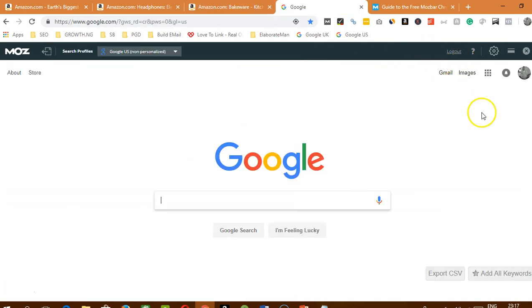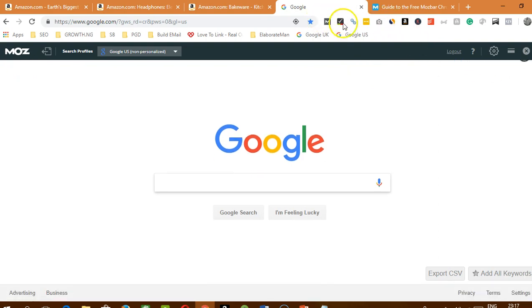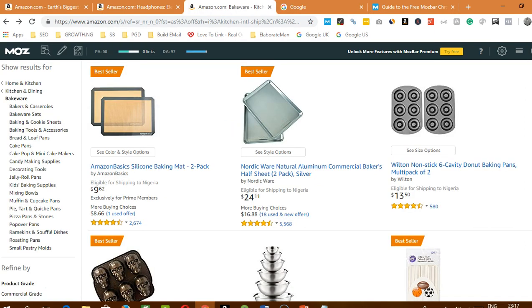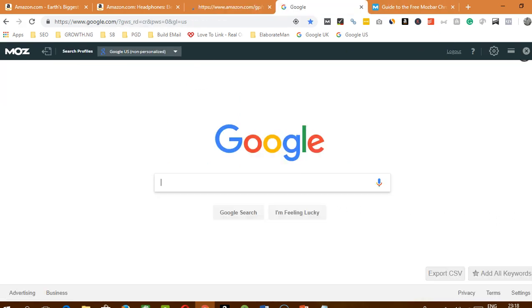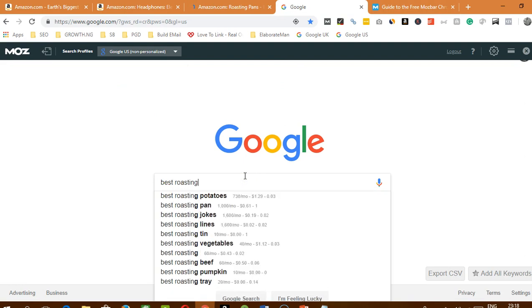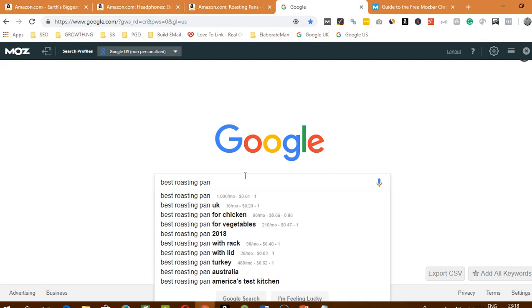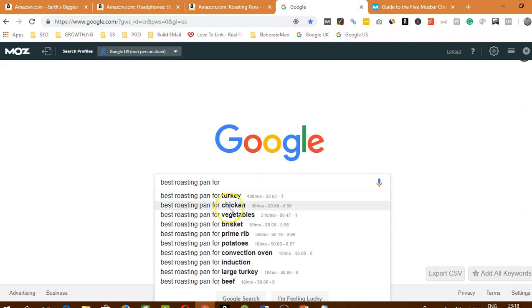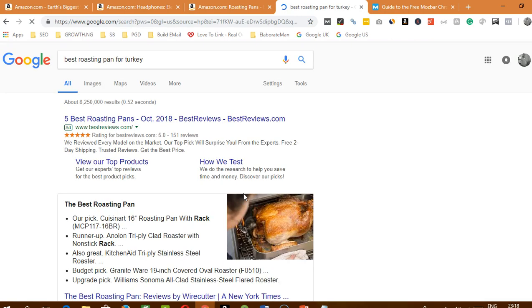Now, once you have the Moz bar installed on your page and activated, it becomes very easy for you to check the domain authority of a particular page. So back to our niches, the bakeware niche and the headphone niche. Let's start with the bakeware. Let's say I want to start with cake pan, for example, or let's say roasting pan. So I'll come over to Google and search best roasting pan for Turkey, for example.